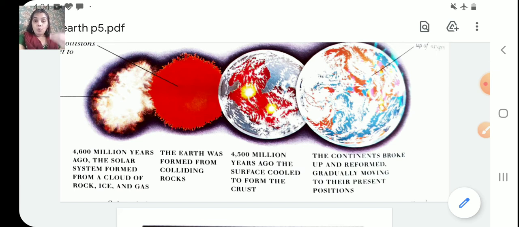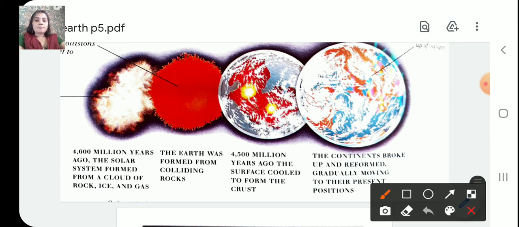If you want to know more about how the earth was formed, you can go to YouTube and type the words big bang theory, and you can learn more. Many million years ago, the solar system was formed from a cloud of rock, ice, and gas. So this was how the earth first looked. And the earth was formed from colliding rocks. So this is number one, this is number two.